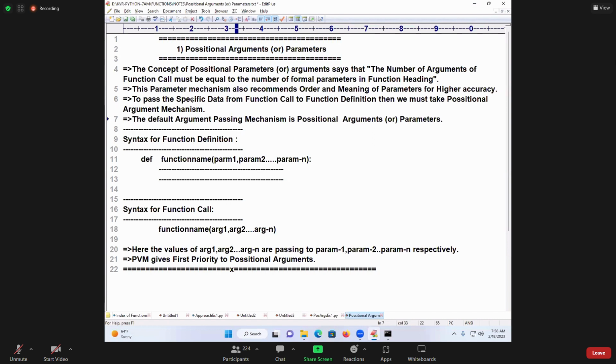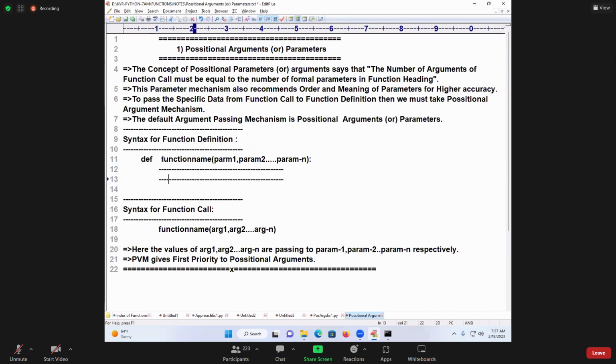Straightforward to pass which data? Specific data in the form of 1 to 1, 2 to 2, 3 to 3, n to n. That is called number of arguments must be equal to number of formal parameters. Next, the default argument passing mechanism is positional arguments mechanism. What is the default mechanism? Positional arguments. On day one, we don't know, but we used it. C language also uses the same. C++ also the same.